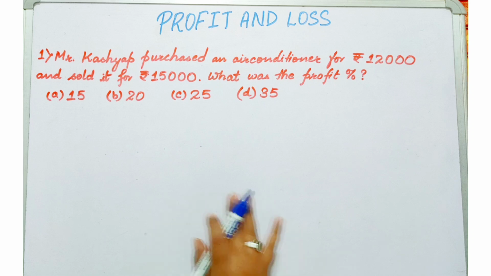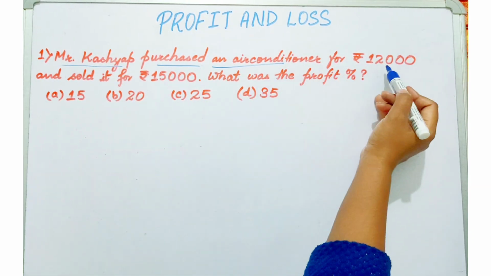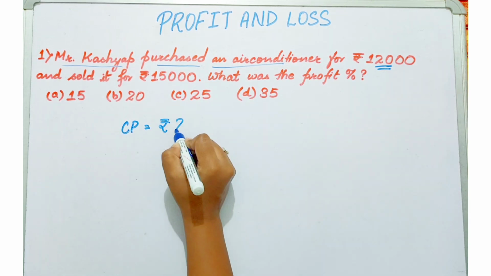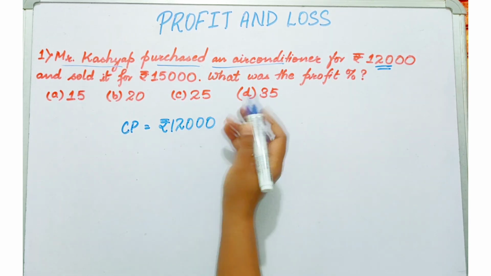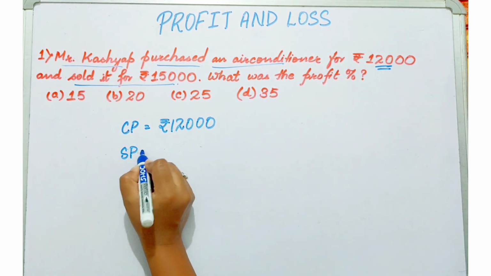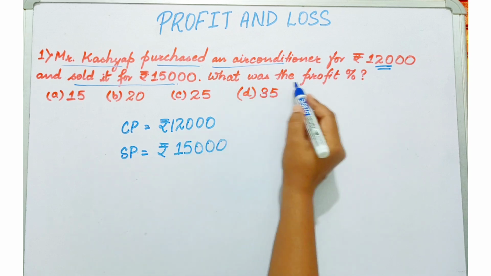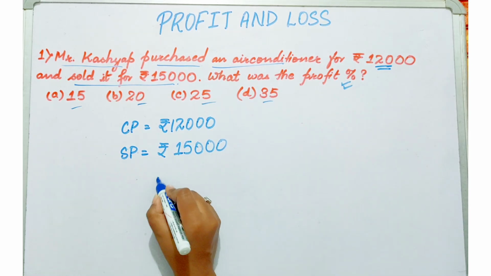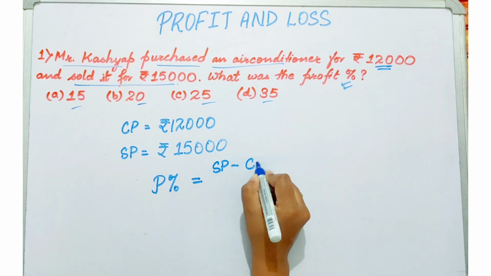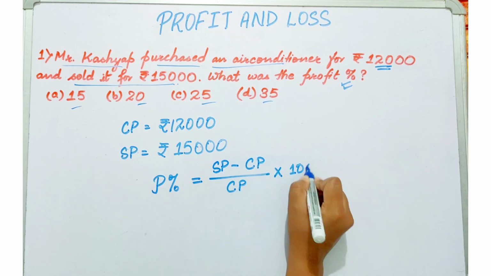Let's start with this. The question says, Mr. Kashyap purchased an air conditioner for rupees 12,000. That means CP is rupees 12,000. He sold it for rupees 15,000, that means SP is rupees 15,000. Now the question asks, what was the profit percent? So the formula was profit percentage equals selling price minus cost price divided by cost price into 100.